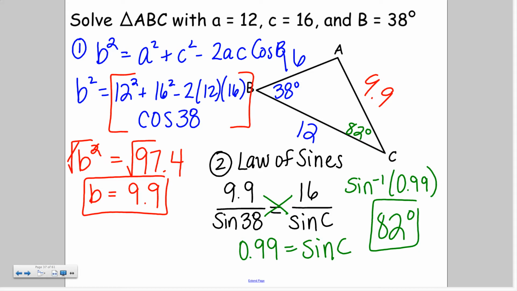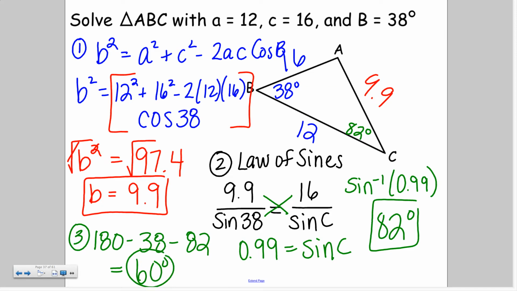Now my last step is I'm going to use what I know about triangles. All three angles add up to be 180. So I'm going to subtract the two angles that I know from 180, and I get 60 degrees. So angle A is 60 degrees.